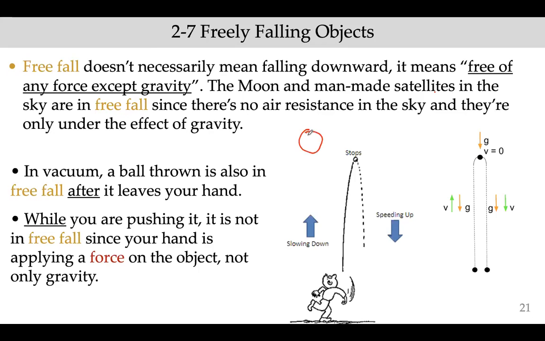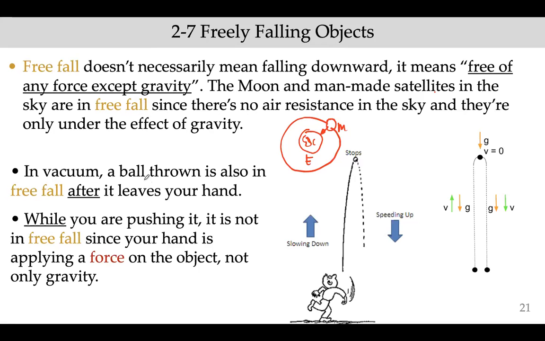So if you have the Earth and think about the moon, so this is the Earth and this is the moon. The moon goes around the Earth. So we would say the moon is in free fall because the only force that acts on the moon is basically the gravitational pull because of the Earth. So free fall doesn't necessarily mean falling down.